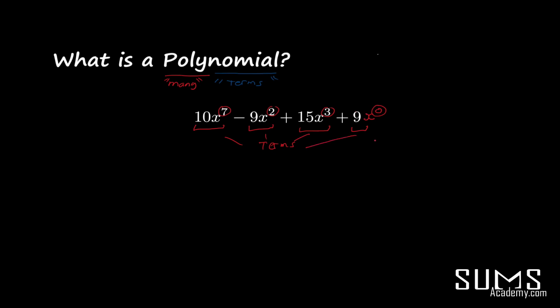And what about the rest of it? What else is going on in here? Well, we also have the coefficients. So what are the coefficients? Well, each of these x terms has a coefficient. So here for this one it's 10, this one is 9, this one is 15, this one is also 9. So these are called the coefficients.